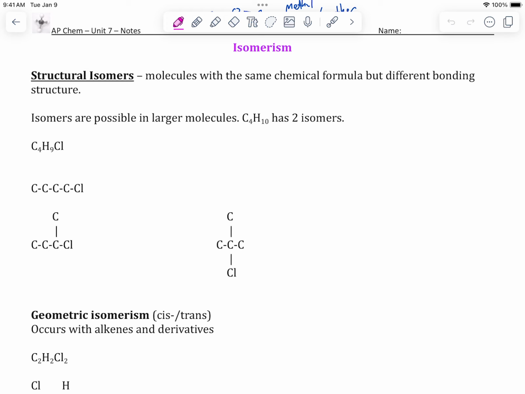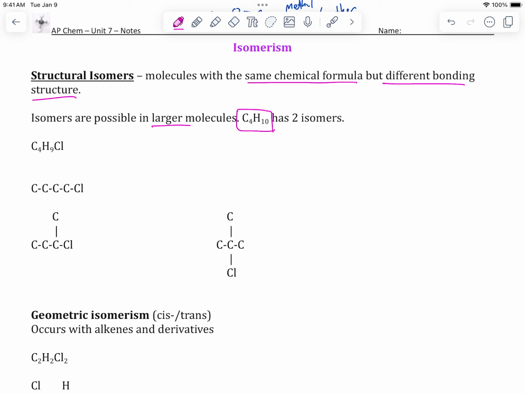All right, so we talked a little bit about isomers the other day, so let's talk about them formally. What we've been working on is a structural isomer: molecules with the same formula but different bonding structure, right? So isomers are possible when you have larger molecules. The first isomer we see in the alkane family is with butane.